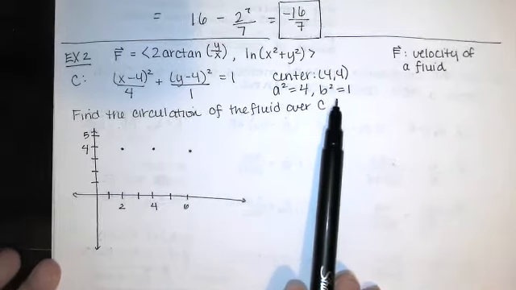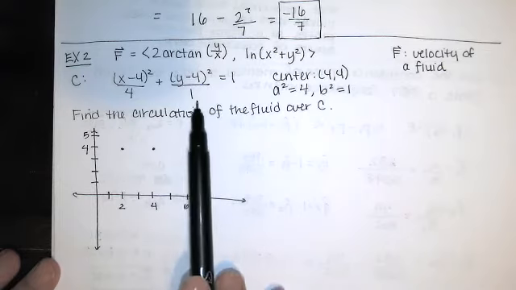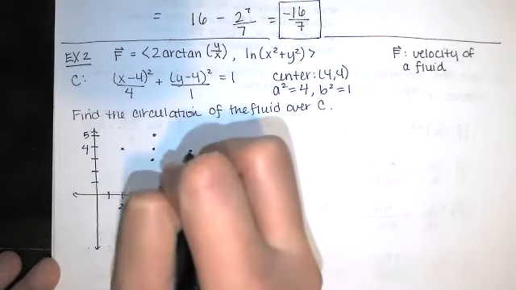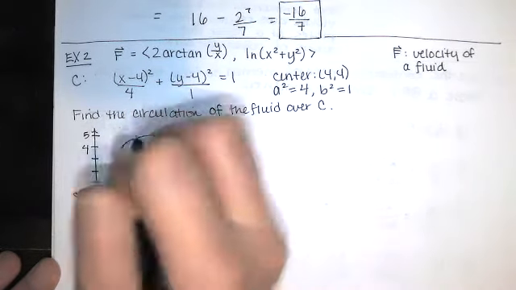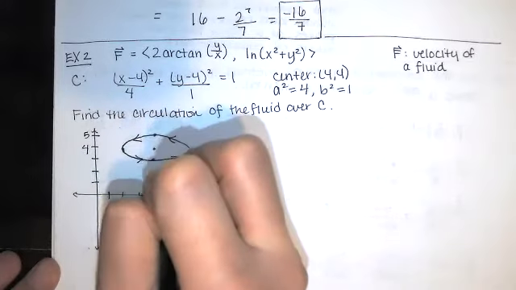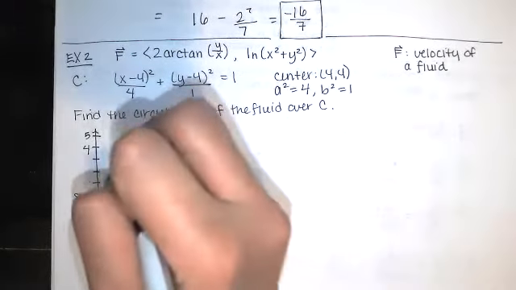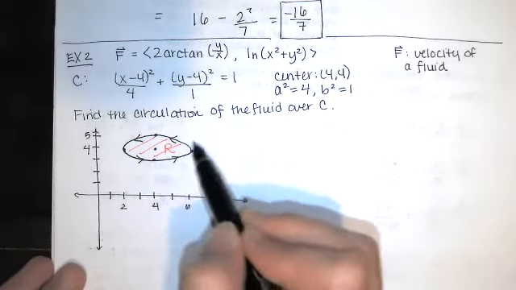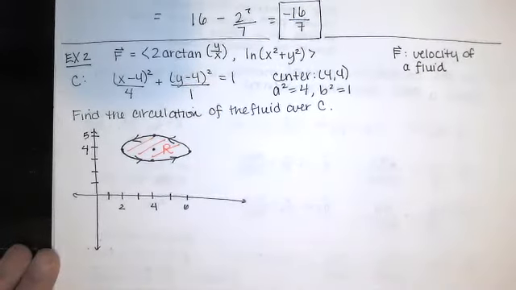Meanwhile, we've got a b squared under the y term. B squared is 1, so we go plus and minus 1 unit in the y direction from the center. So there's our curve C. And we want the circulation of the fluid along C. This is the region R. I oriented the curve C in a counterclockwise direction so that Green's theorem would apply.